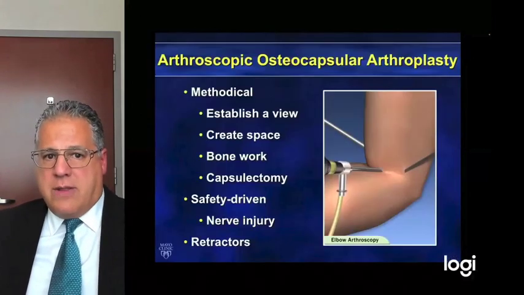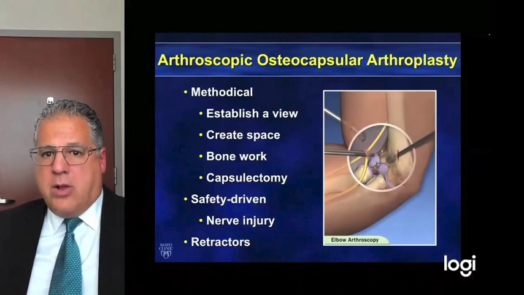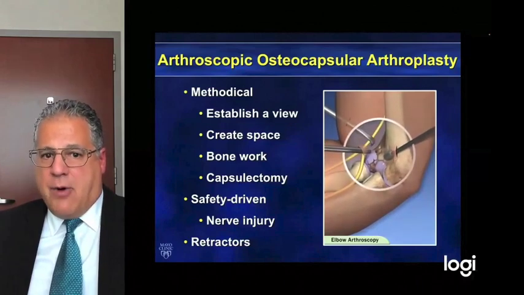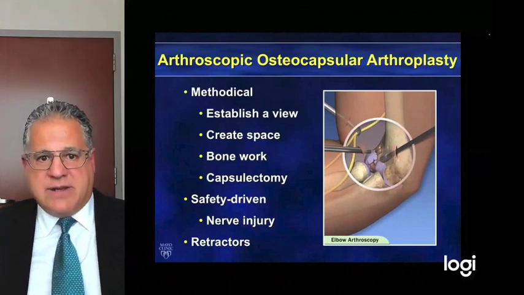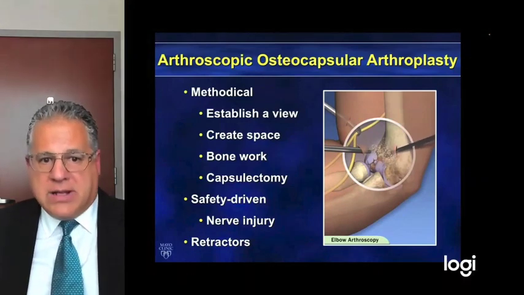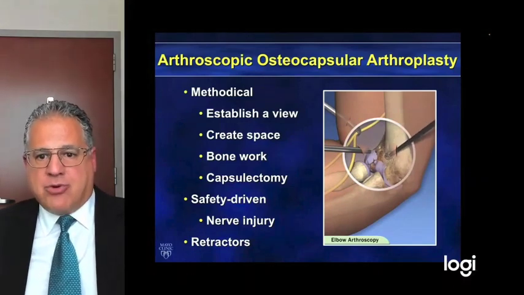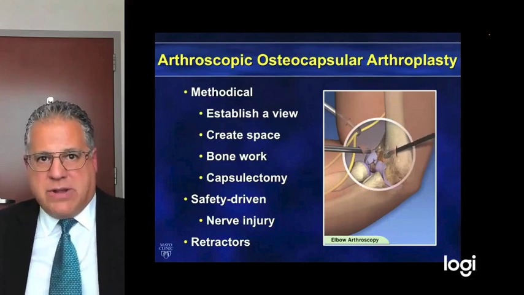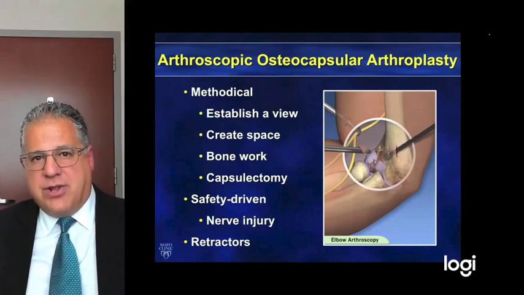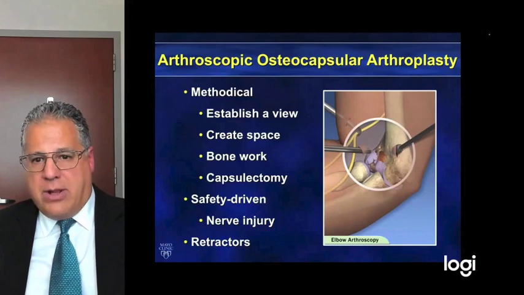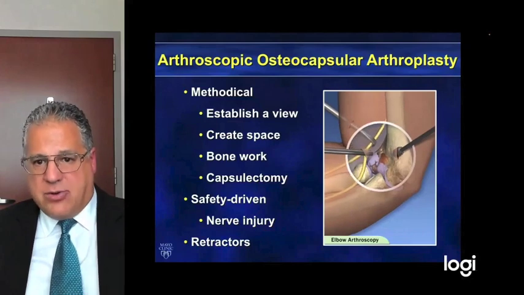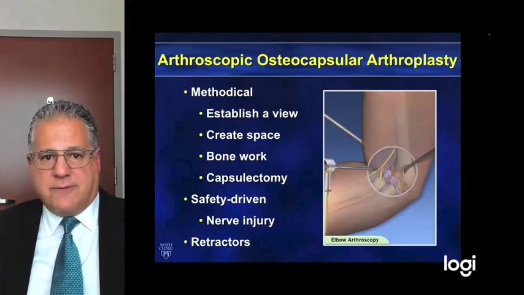Sean O'Driscoll, the development of a very methodical way to release the stiff elbow arthroscopically by first establishing a view, then creating a space in which to work, then completing the bony work, and finally the capsulectomy. The key is to think about this operation as a safety-driven procedure to avoid nerve injury, and that is helped tremendously by the use of retractors.